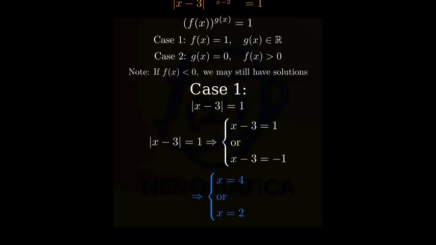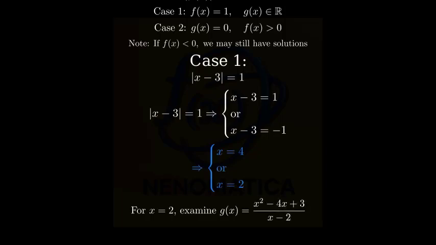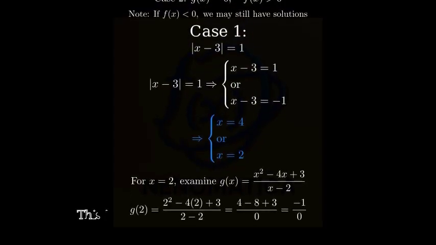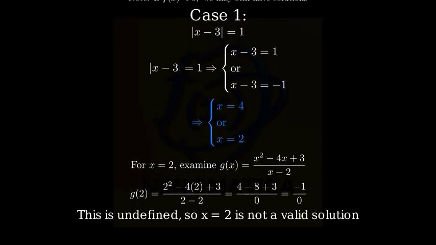From these equations, we get two possible solutions, x equals 4 or x equals 2. Now, we need to check if these values are valid by substituting them back into our original equation. Let's examine x equals 2 first. For x equals 2, the denominator of our exponent, x minus 2, equals 0. Since division by 0 is undefined, x equals 2 is not a valid solution.